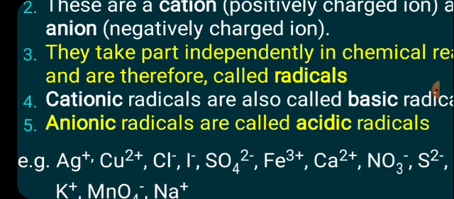Basic radicals are formed by removal of electrons from the atom of metals and acidic radicals are formed by adding electrons to the atom of non-metals. Is it clear to you? Cationic radicals are formed by removal of electrons from the atoms of metals, and anionic radicals are formed by addition of electrons to the atoms of non-metals.